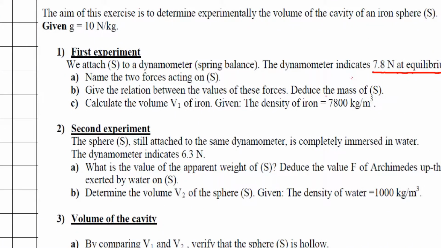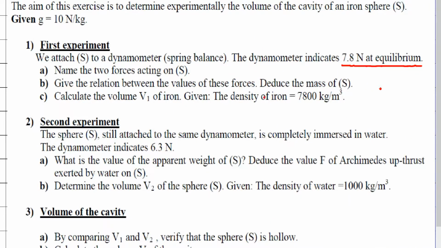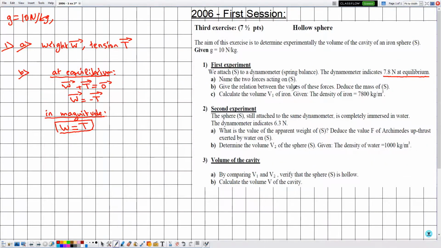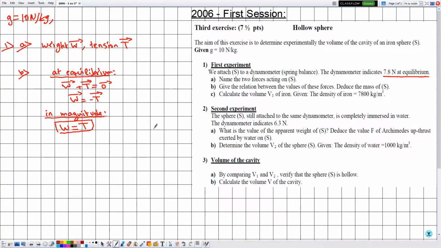Now in the same part, they are telling me to deduce the mass of S. First of all, what does deduce mean? That we need to use the previous part. In the previous part, we determined the relation between the values of these forces, and knowing that the dynamometer indicates 7.80 newtons at equilibrium, from the indication of the spring balance we can say that the weight is equal to the tension is equal to 7.80 newtons.